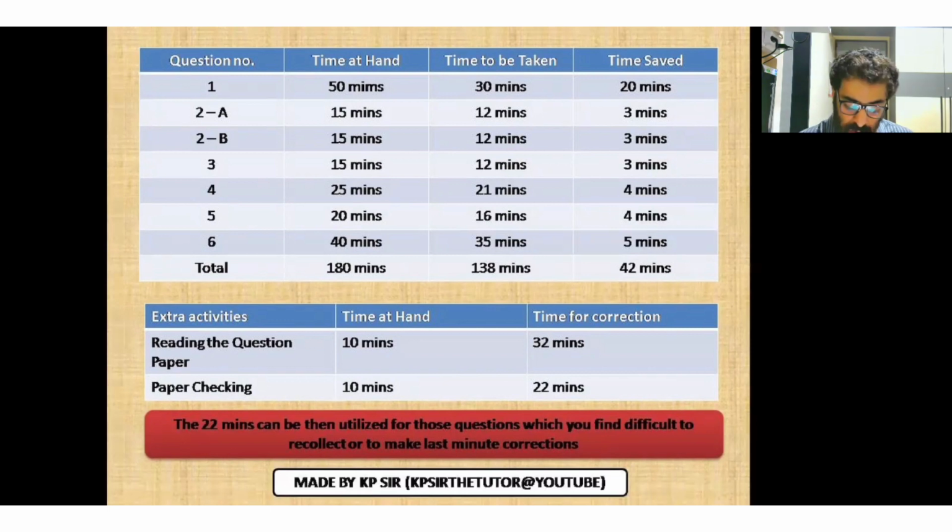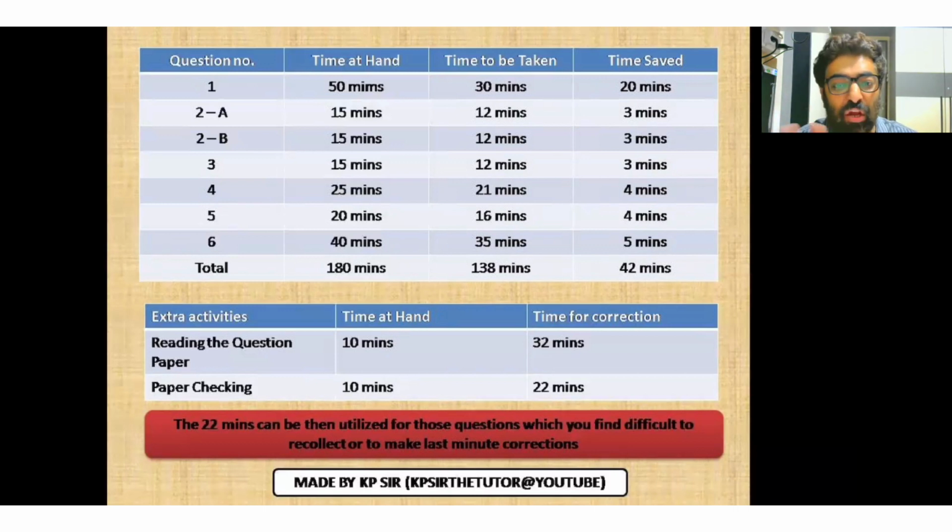Now, out of this 42 minutes, you just have to spend 10 minutes for reading the question paper thoroughly. Your selection of questions is very important. Which question you will be attempting, because always attempt questions which you are very confident of. Questions where you know the content very properly and you don't have to throw tantrums.